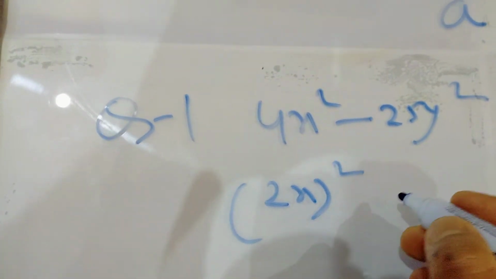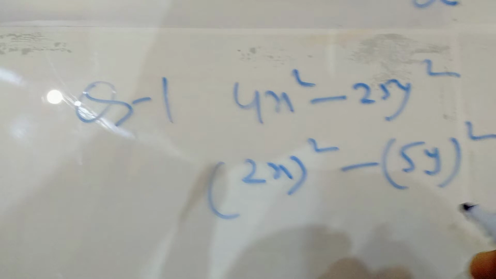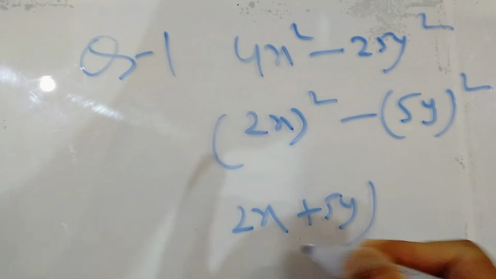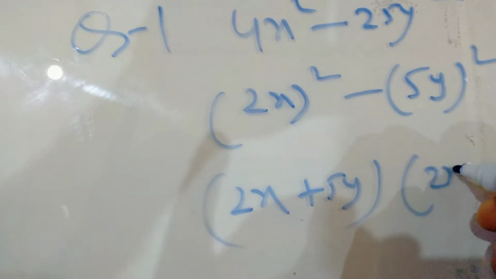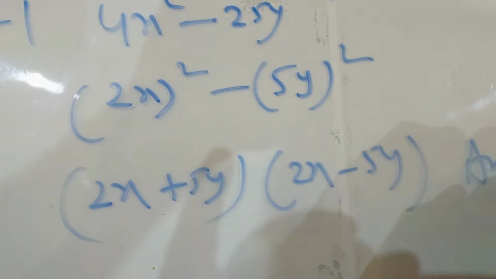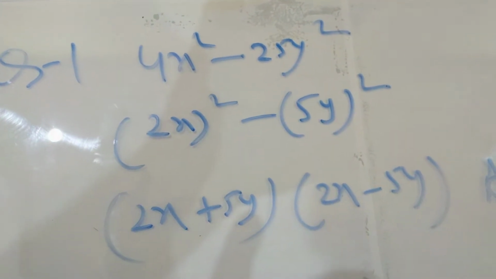This is a square and this is b square. So finally a plus b multiplied by a minus b. So this is the answer. Like this you have to solve the questions based on this type.